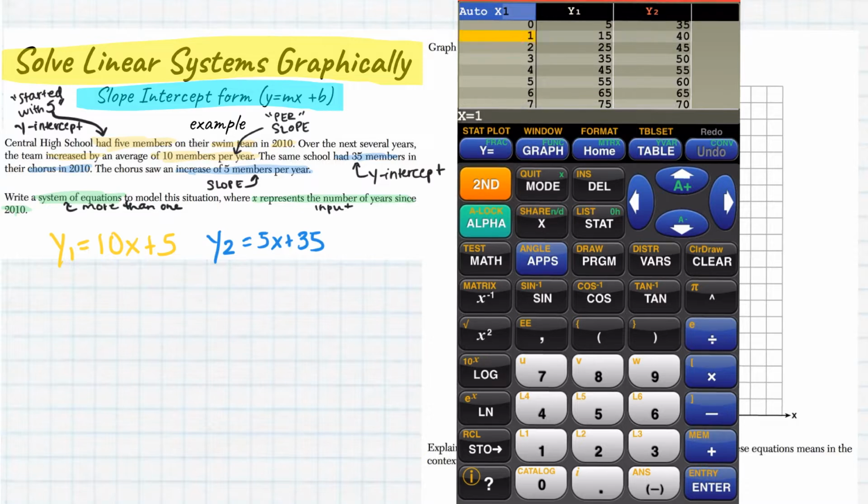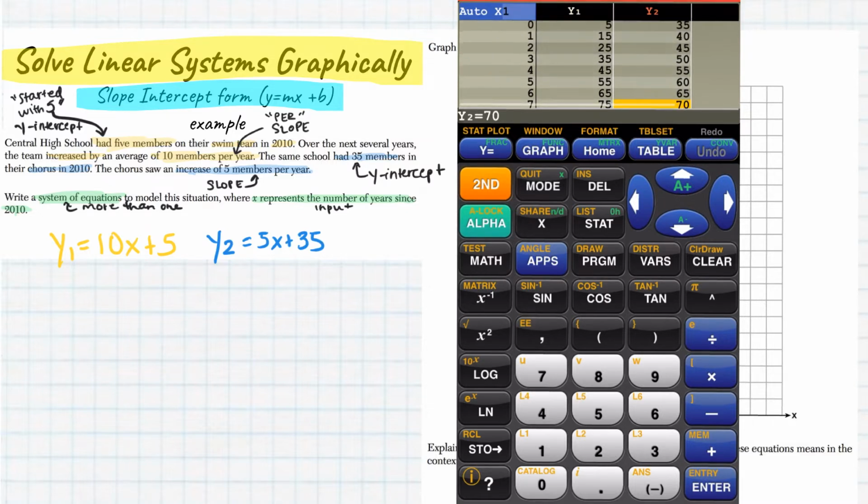So in year 1, I can see that the swim team has 15 members and the choir has 40 members. And so I just kind of want to go through each year and see how many members each group has, the swim team, the choir, right? Until I see a number they share. And look at that, at 6 years, they have 65 members. Okay, so I know that my graph is going to go up to at least 6. I can go to 8 maybe to show where they don't have the same amount of members anymore. But this is pretty much it.